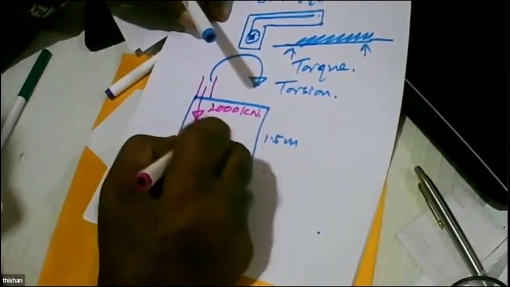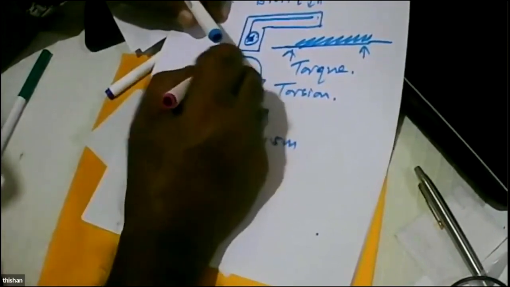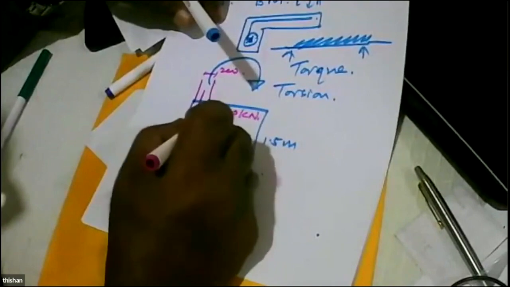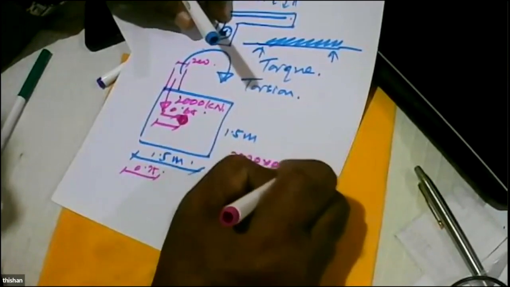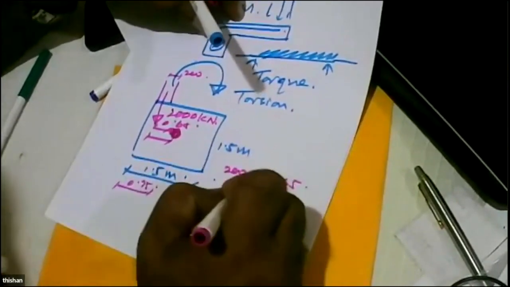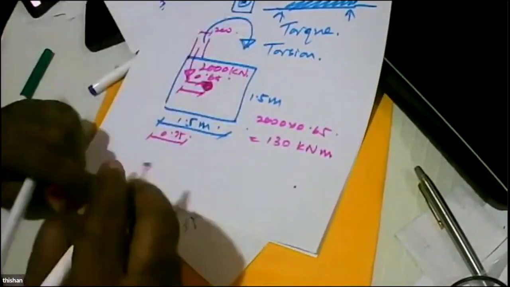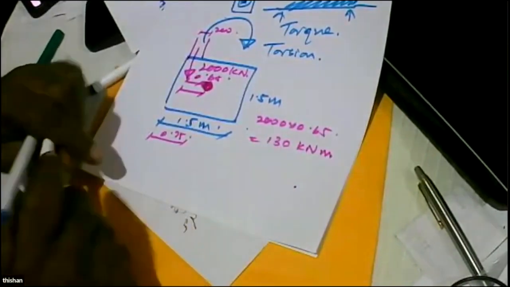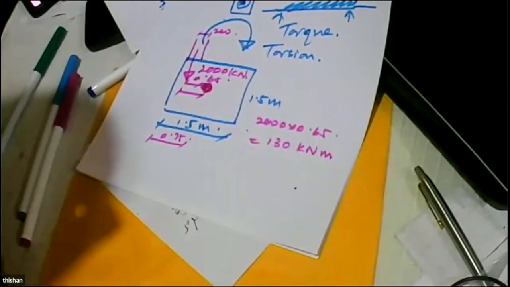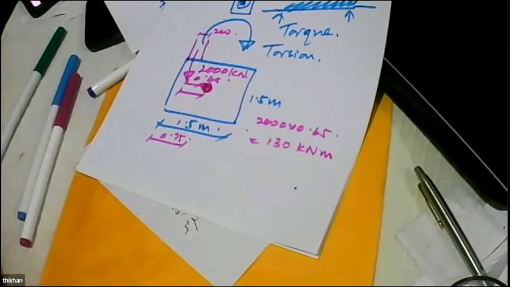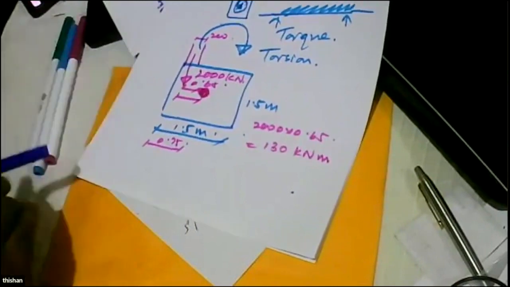Distance, these 0.75 meters, these 200 millimeter thick wall, so this 0.65. So 2000 kilonewtons into 0.65, what is the value? 130 kilonewton meters. So what can I say about the beam? It's a massive beam, 1.5 meters by 1.5 meters. Still, it's subjected to torsion. We call this equilibrium torsion.